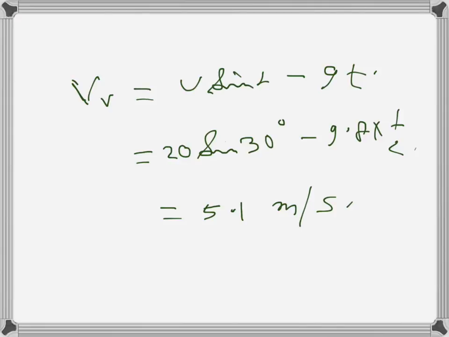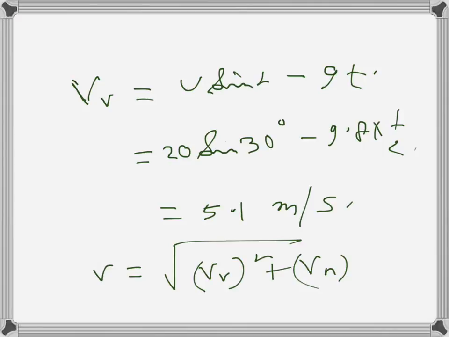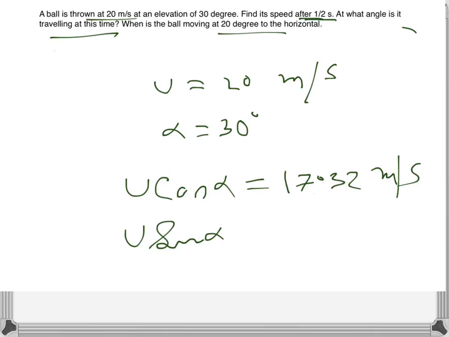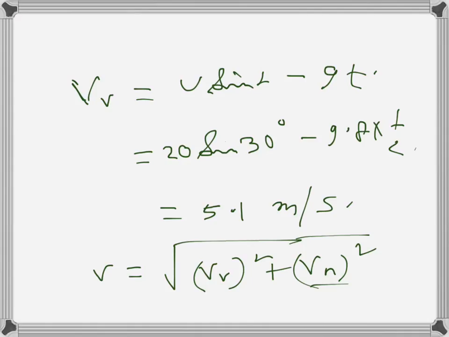So the total velocity after half a second, if we call it v, will be the square root of the vertical component, which is vv, squared, plus the horizontal component, which is vh, squared. The horizontal component is the same as the initial one, because it doesn't change, and when we find it, it will be 18.06 meters per second. So that's the velocity after half a second.